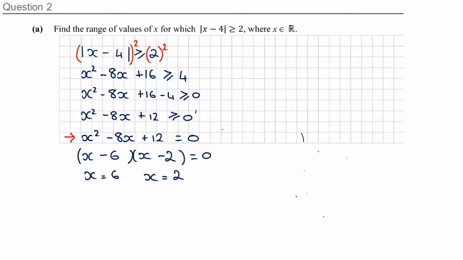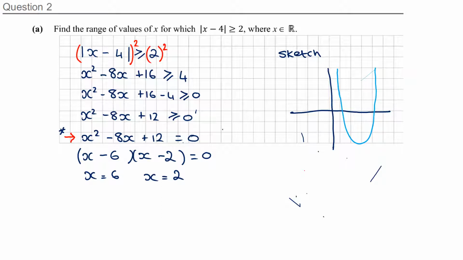So we're not finished yet. What we're going to use is the sketch method to make sure we have the correct range of values. So I'm going to draw out my graph here, and if I go back to my quadratic, it is a positive quadratic, so hopefully we all know what a positive quadratic looks like at this stage. So it's U-shaped here. We have 2 points, so this is x equals 2, and this one here is x equals 6.